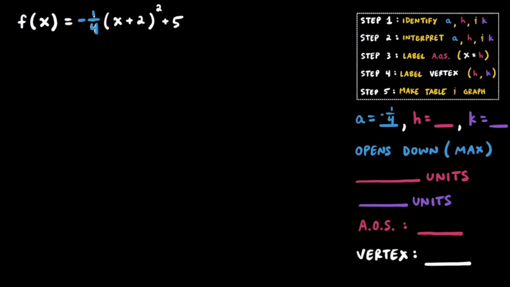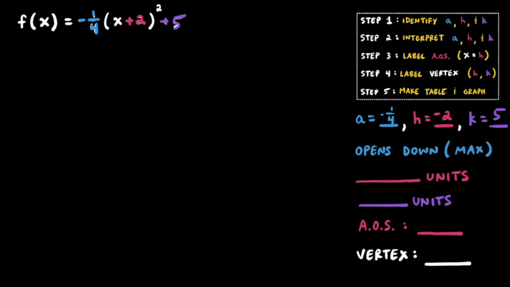Inside the parentheses here, remember that it's supposed to say x minus h, so this plus 2 is pretty important. It means that h is actually equal to negative 2, since a minus minus 2 becomes a plus 2. As for the k, this plus 5 is just going to be normal since it's always a plus k in the formula, so k is equal to positive 5.